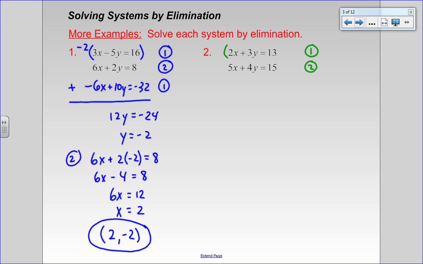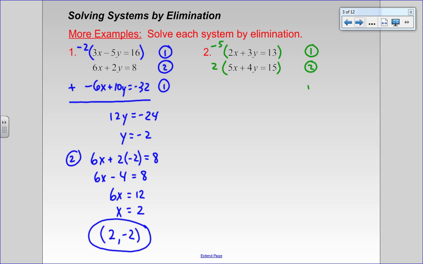Note that if we multiply equation number 1 by negative 5 and equation number 2 by 2, our x terms would be negative 10x and positive 10x. So we'd be able to eliminate them by the adding process. So let's perform the multiplication and rewrite our system.